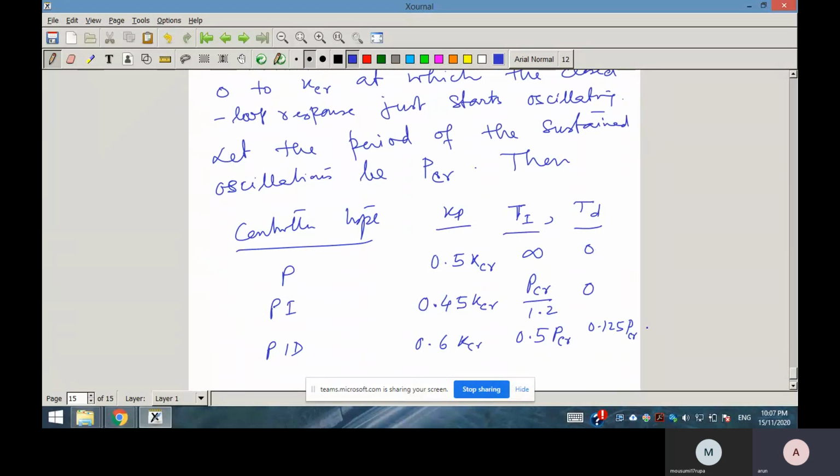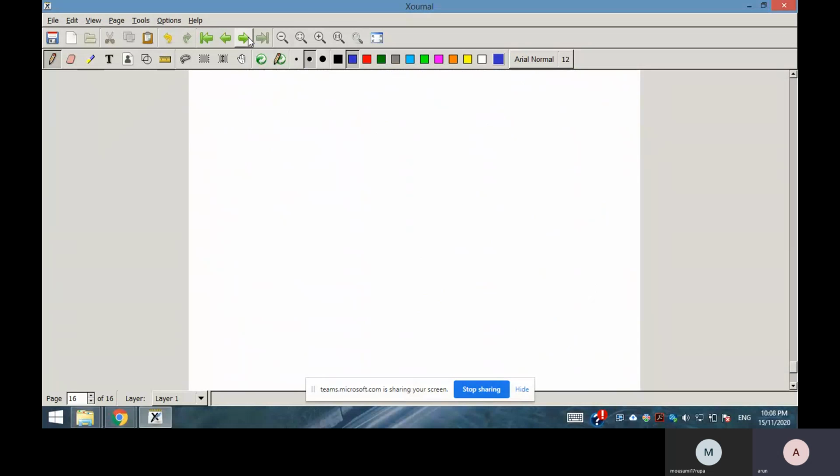Yeah. So this is the Ziegler-Nichols rule. This is one tuning rule I have mentioned. There are some other tuning rules, but the Ziegler-Nichols tuning rules are the most widely used in industry as an initial guess for PID parameters.